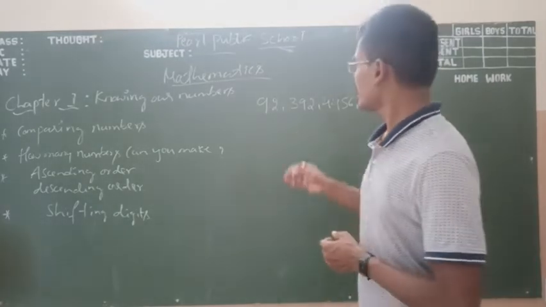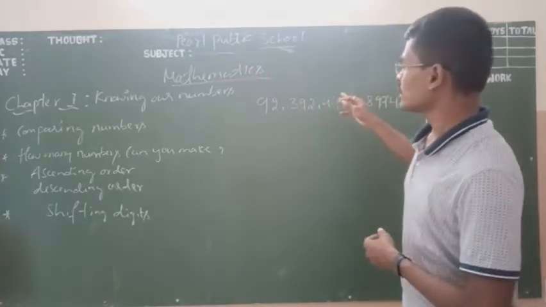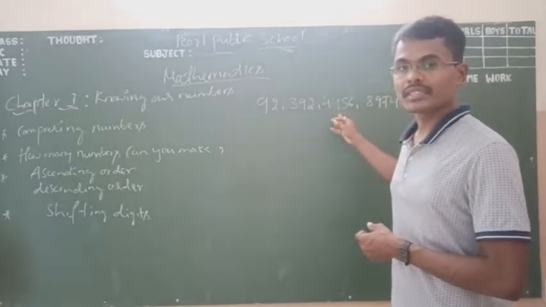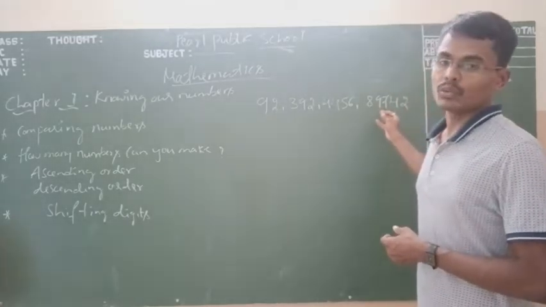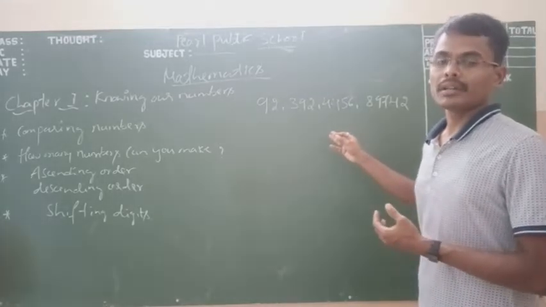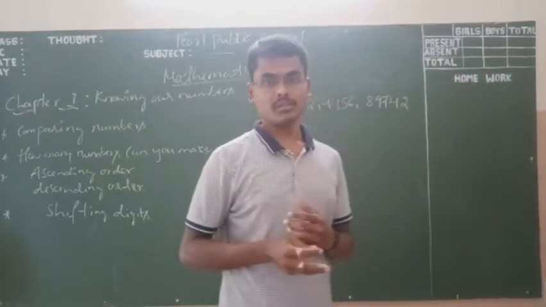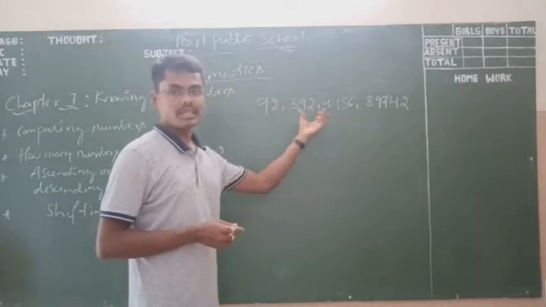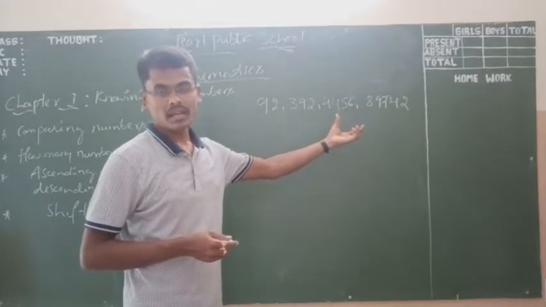For example, I have written a set of numbers on this board. Look at the numbers I have written here: 92, 392, 4456 and 89,742. Now I am going to compare, to find which one is the smallest number and which one is the greatest number. You're going to identify what would be the smallest and what would be the greatest number.